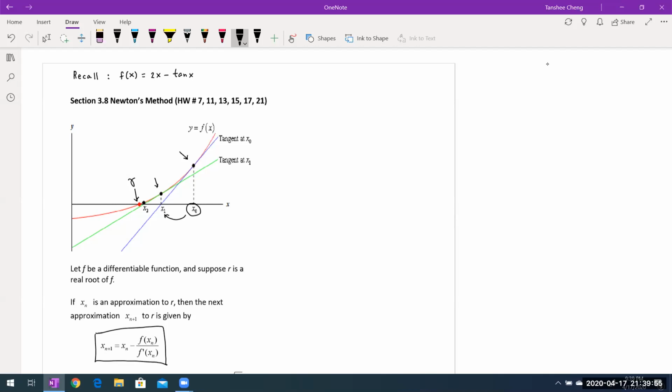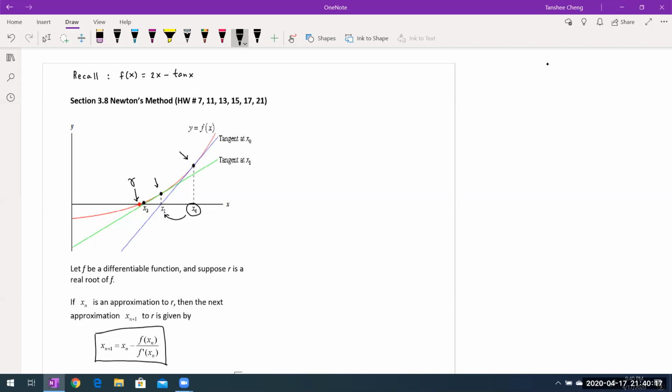A lot of times in this kind of approximation problem, the initial point will not be given to you. The initial x value will not be given to you. So you need to basically guess it, all right? But we can make an educated guess using whatever we learned in the past.